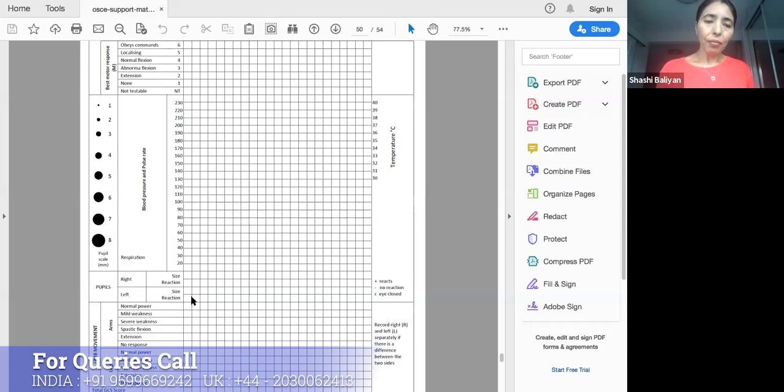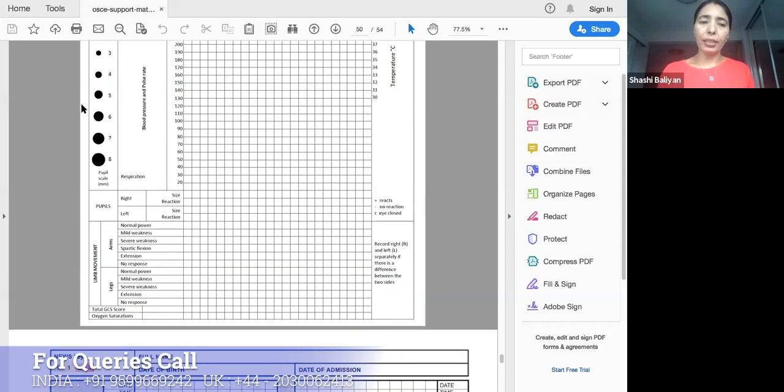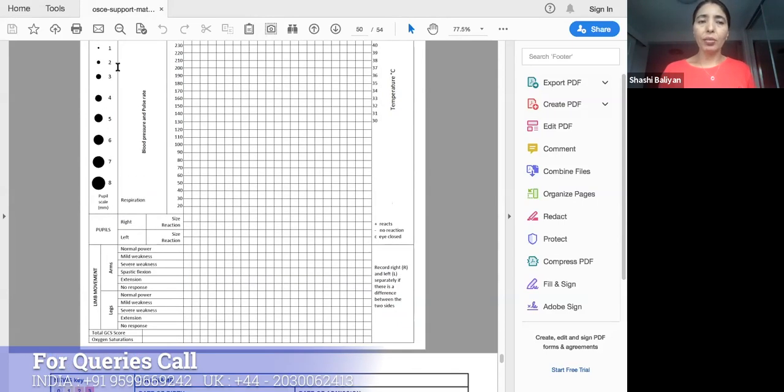Okay. Then we come to the pupil size. So these are the pupil sizes they have already given. Normal size is around 3. So you are going to write over here the size and the reaction. So you know that you are going to do it with the light, and the pupils should constrict, which is a normal reaction. And so they are reactive. They should be reactive to light.